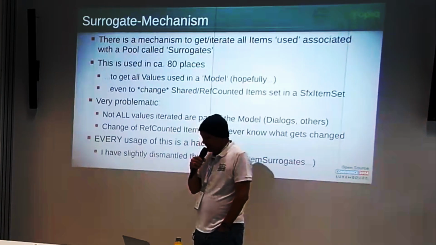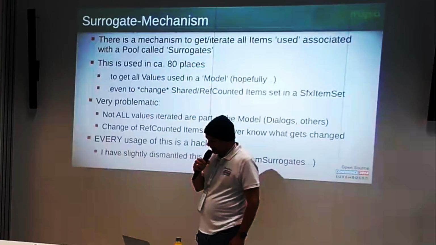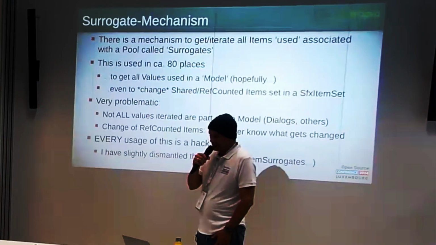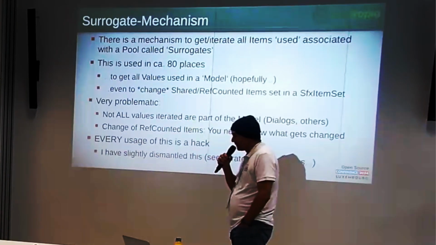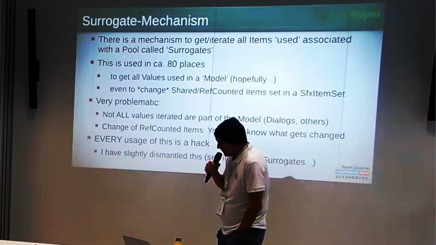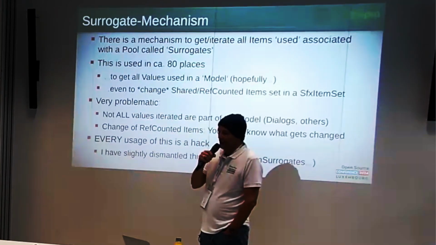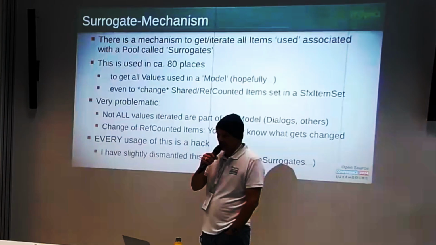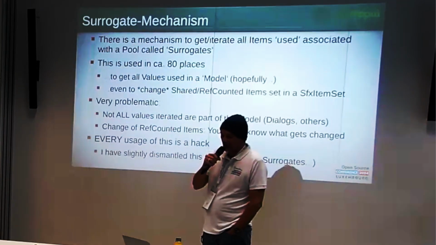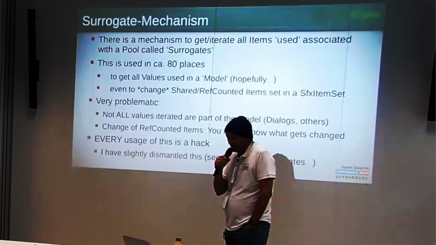I don't know how many problems in the background are coming from that. I slightly dismantled it by no longer directly changing the items, but adding something like iterate item surrogates, which offers you to be called for all item sets where this item type is set. And the only clean way to change an item in an item set is to read it, clone and change it, and set it again.